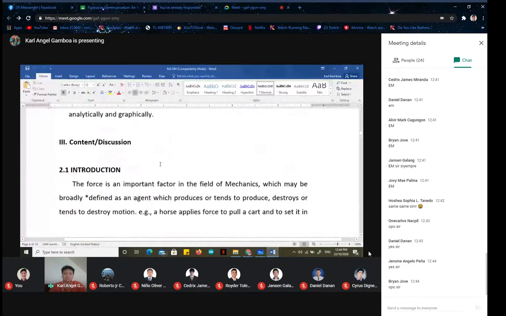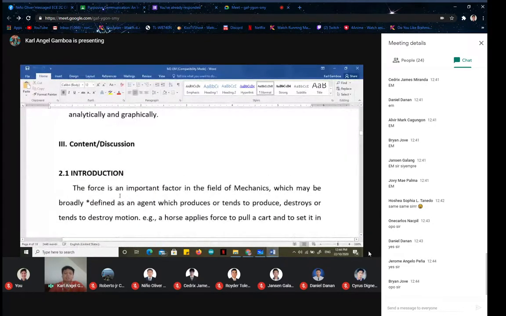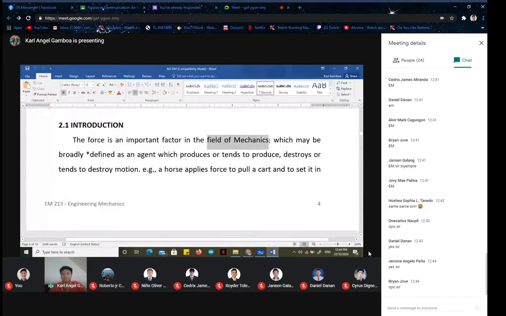So, introduction now. We're now going to deal with forces. The force is an important factor in the field of mechanics. By definition, mechanics is the study of body and its property. So how can we identify the behavior of that body without implementing those forces?